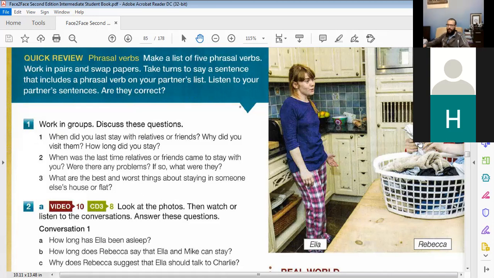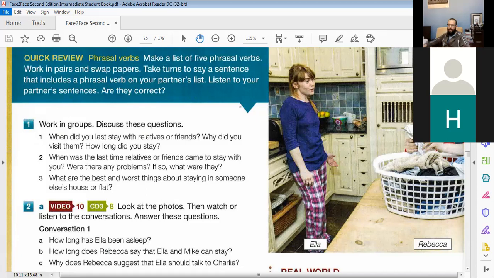I think she said something else. Do you remember when she said you can stay as long as you like? Did you hear Rebecca saying this to Ella? Because Ella said, thank you for having us, and then Rebecca said, no problem, stay as long as you like. So this means Rebecca doesn't really mind her friend staying with them, okay?